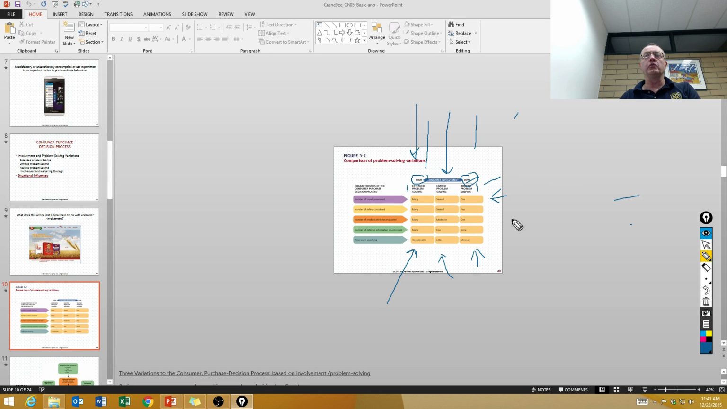Okay. So what's the relevance of these different problem-solving processes during the purchase process? What's the relevance to marketers? Well, part of the relevance to marketers is that the marketing strategy that the vendor can use can be adapted to match the degree of involvement in the purchase process.